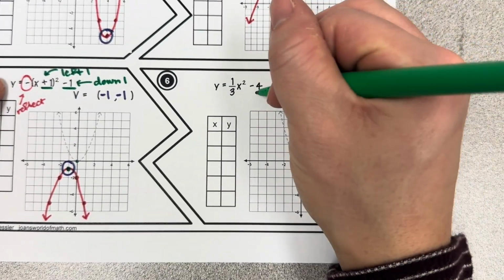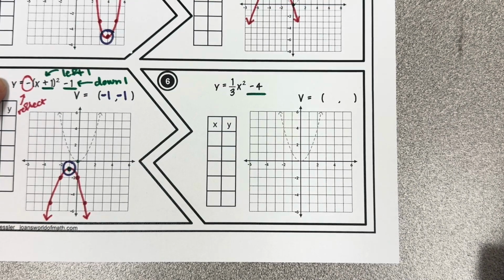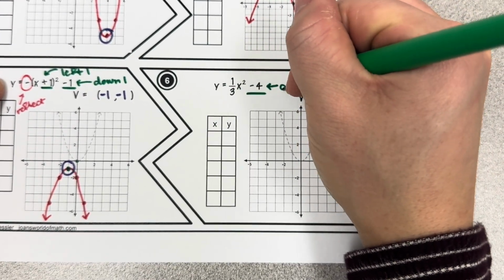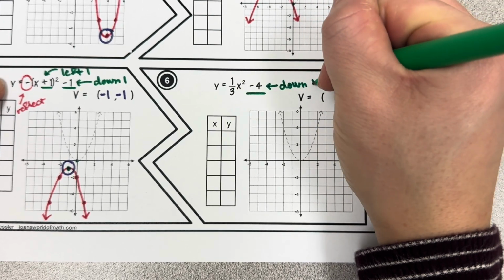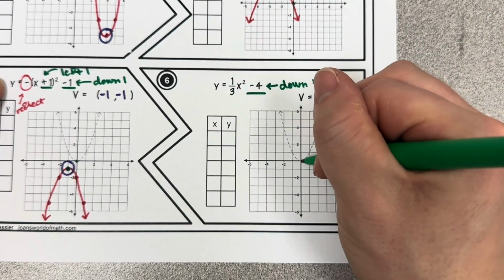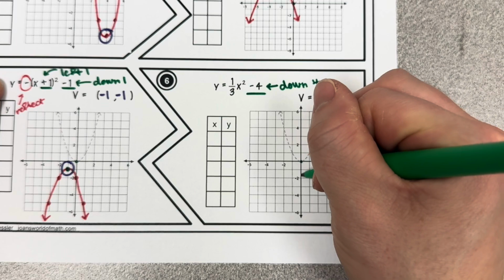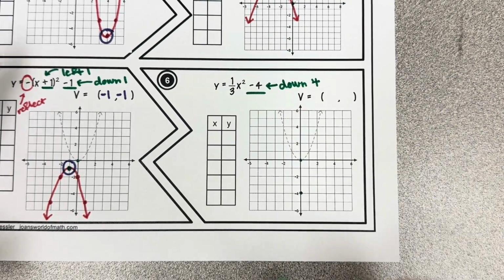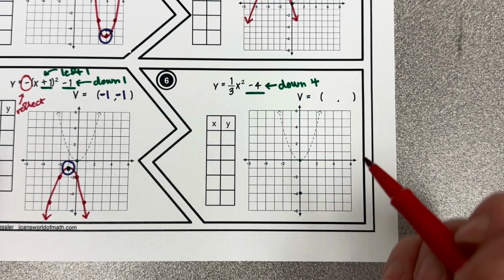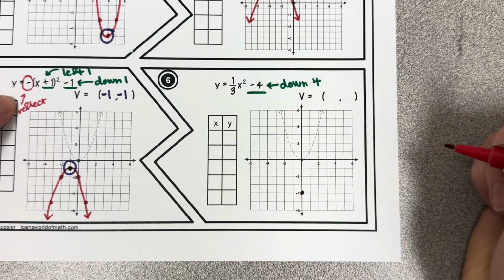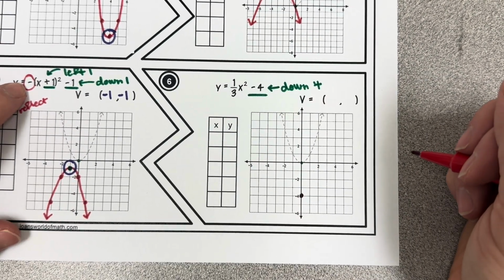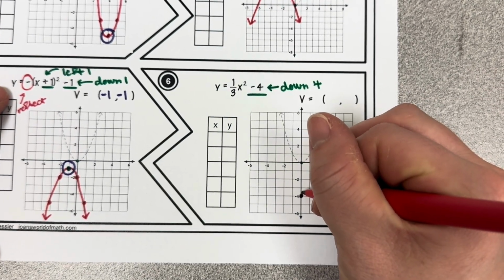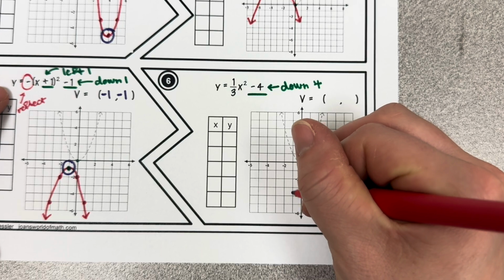The only transformation as far as left and right, up and down that I see is this -4. Well, that tells me down 4. So grabbing my original vertex, I'm just going to move it down 4. Okay. And then I see that I have a compression. So that means instead of going up 1 and over 1, I'm going up 1/3 over 1.